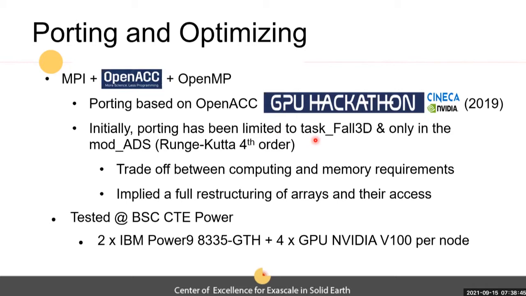A trade-off was made between computing and memory requirements. This porting implied as well a full refactoring of some arrays and the way they are accessed. This version was run on Power 9 at BSC, which has 4 NVIDIA GPU cards per node.